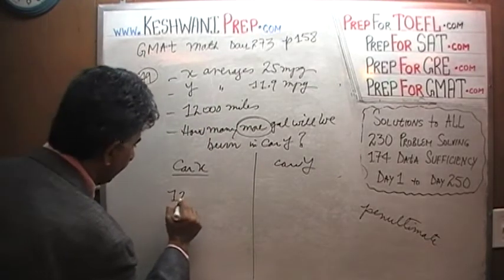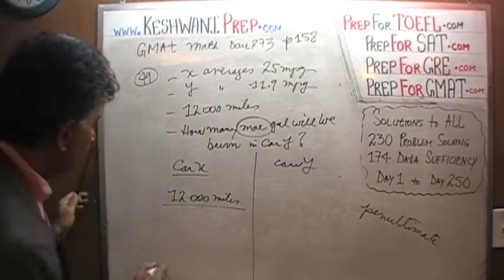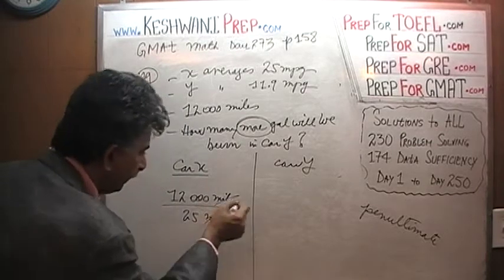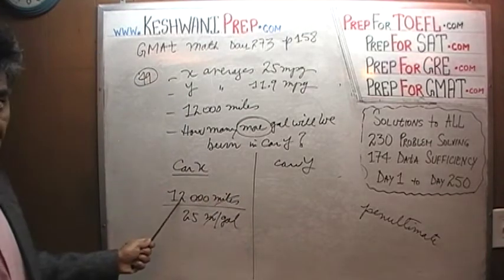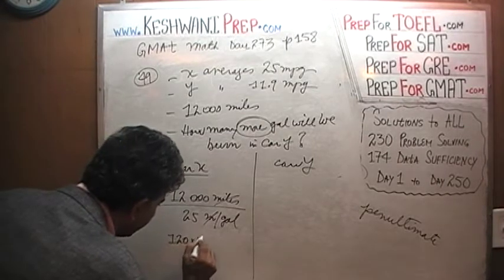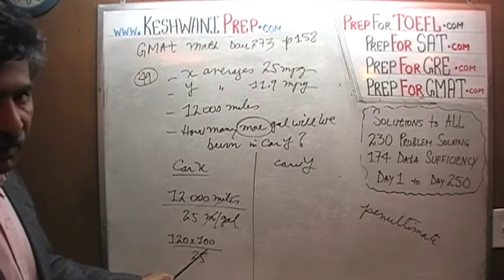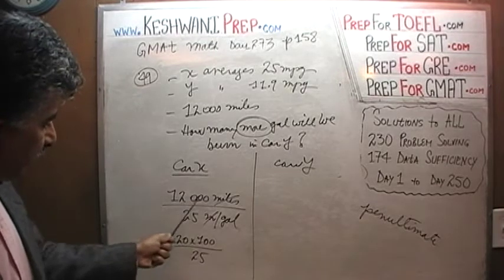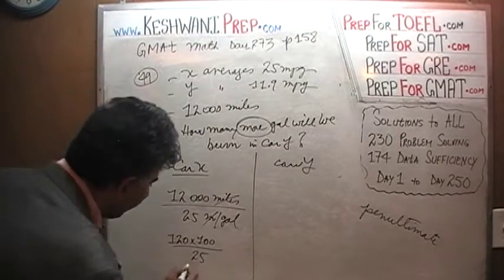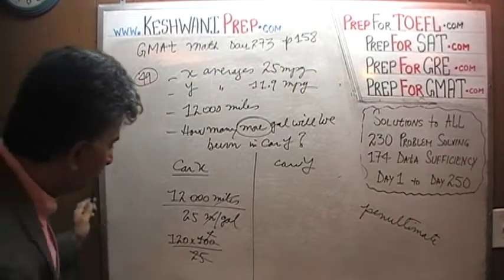Car X, we're going to drive 12,000 miles, and car X gives us 25 miles per gallon. As you can see, miles are going to cancel out, and gallons will end up on the top. So we have to divide 12,000 by 25. 12,000 can be written as 120 times 100 over 25. I just took 2 zeros and put them in the 100 because I can divide 100 by 25. So 100 goes into 25 4 times, and we end up with 120 times 4, which is 480.